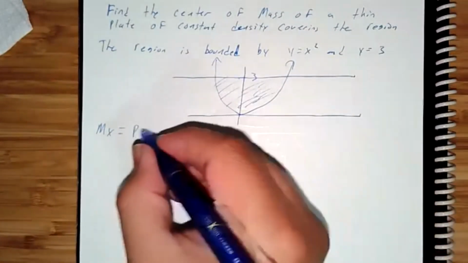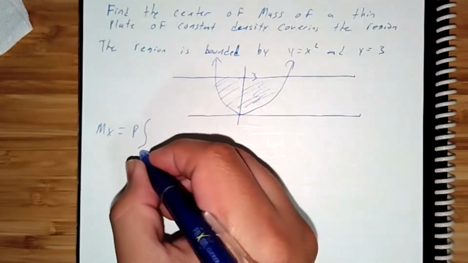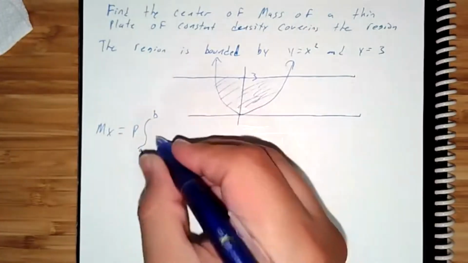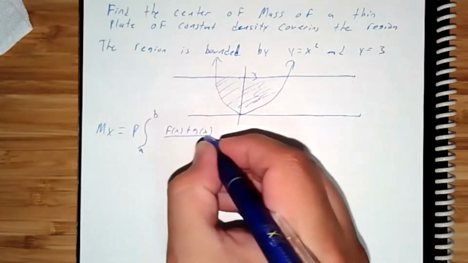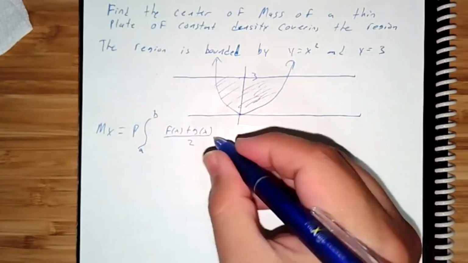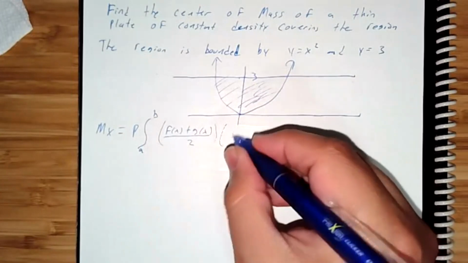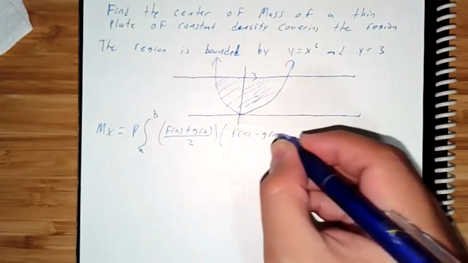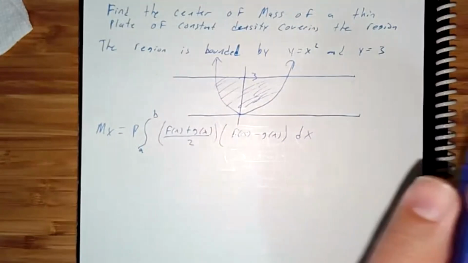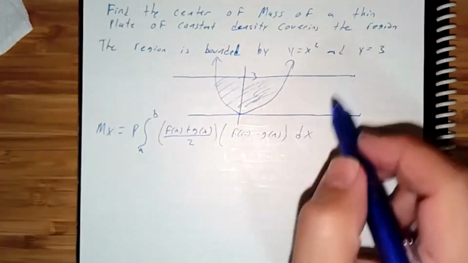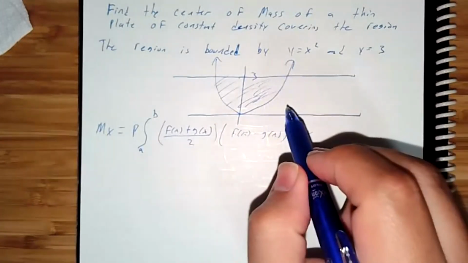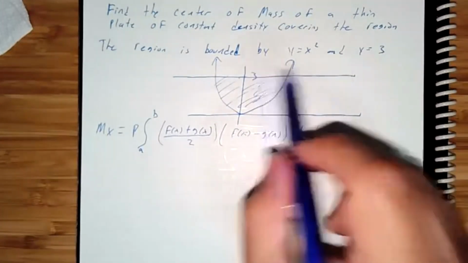Capital MX is rho times the integral from a to b of (f of x plus g of x) over 2 times (f of x minus g of x) dx. Okay, so we got our f and g, two functions. The top one will be f, the bottom will be g.